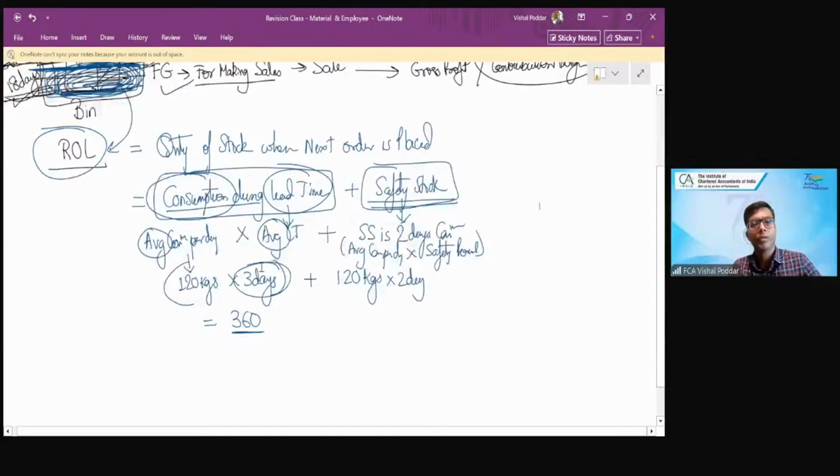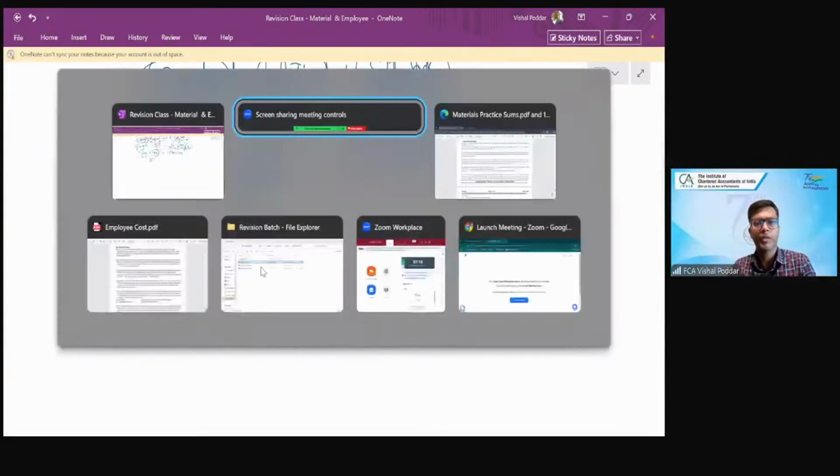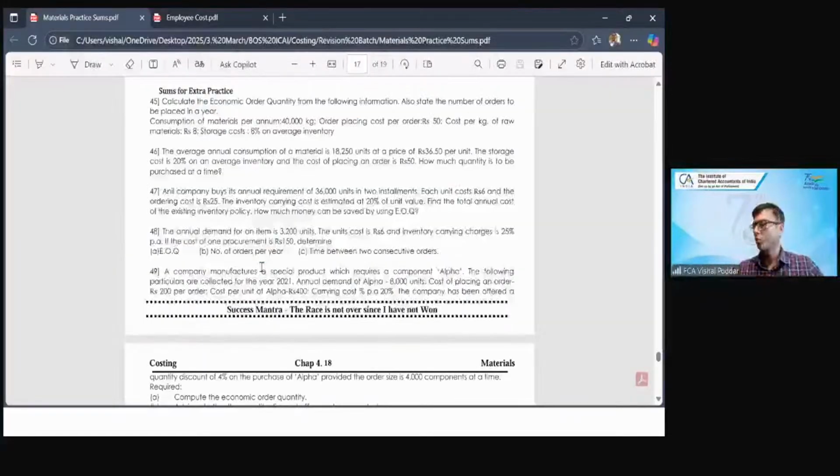Now, since we have already started with material, let me take you first to some basic questions from material, and then I will take you to basic questions of labor, and then to advanced questions of material and labor. Also, very important, we will try to switch questions. So I have made a compilation. In fact, this sheet you would be having. If not, I'll share it again.